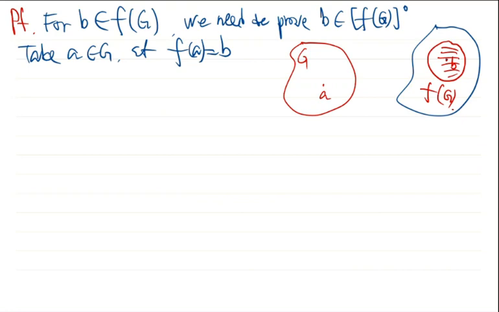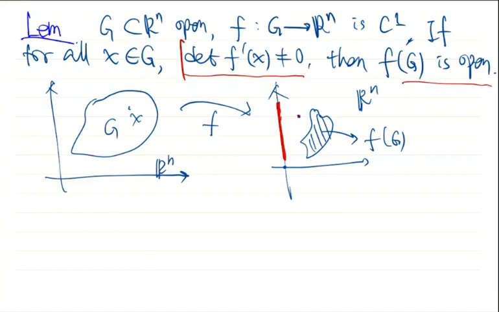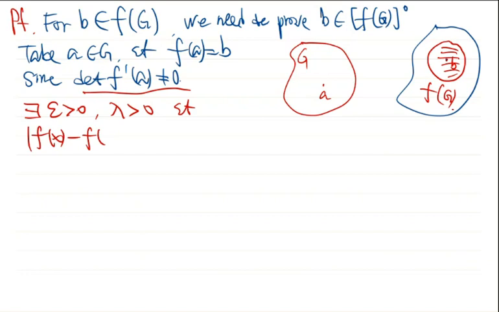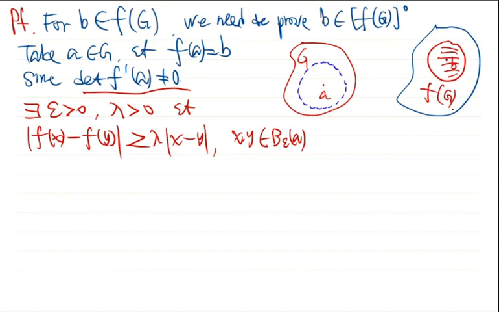Because by our assumption, the Jacobian determinant is not zero at every point, in particular at A, using our previous lemma, there exist an epsilon positive and lambda positive such that |F(x) minus F(y)| is greater than or equal to lambda |x minus y| for any x, y in the epsilon neighborhood of A. So for every two points x, y in the neighborhood, this inequality is true.